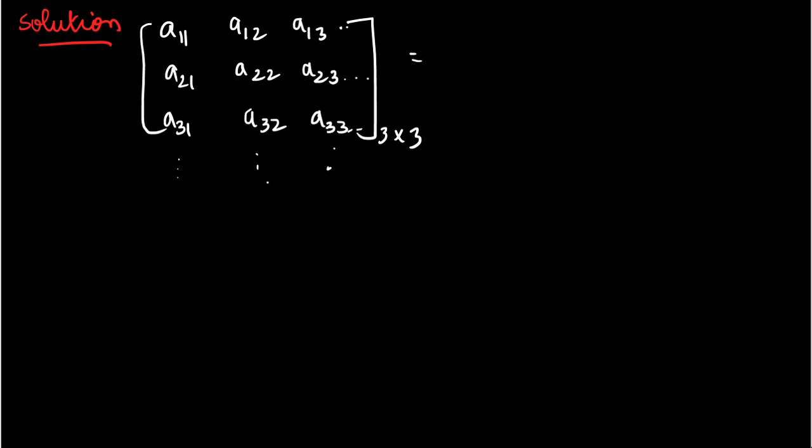Now let us find the elements. They are the product of the indices. So 1 into 1 is 1, then 1 into 2 is 2, 1 into 3 is 3, 2 into 1 is 2. The product of the indices is nothing but this, i into j. 2 2s are 4, 2 3s are 6, 3 1s are 3, 3 2s are 6, 3 3s are 9.